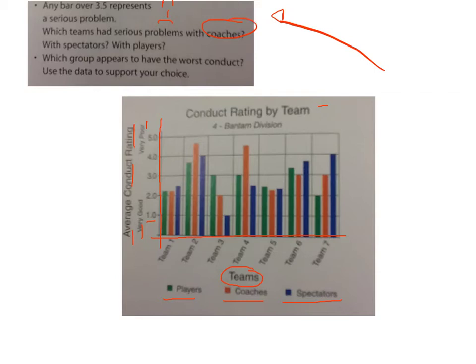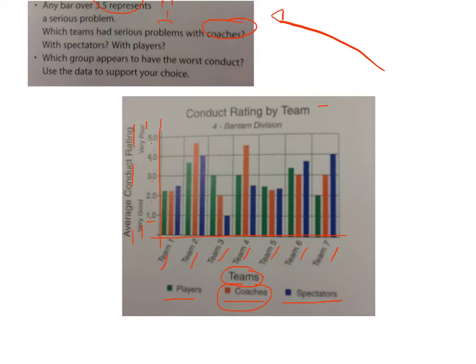So let's look at our graph down below. We just want to look at coaches. Which team had the worst problem or have serious problems with coaches? So if we look here, it says teams, and coaches is orange. We have team 1, team 2, team 3, team 4, team 5, team 6, and team 7. And I'm only going to look at the orange one because we only want the coaches. So looking at the coaches, which ones have a serious problem? That means over 3.5 because it showed up top here. 3.5 represents a serious problem. So which one has an orange bar that goes past 3.5? We have 1, 2, 3.0, 4.0, and 5.0.